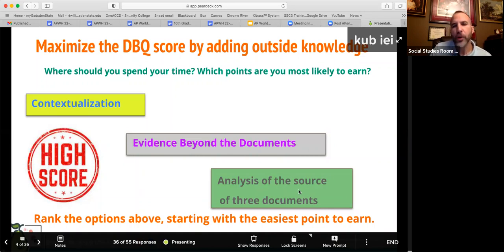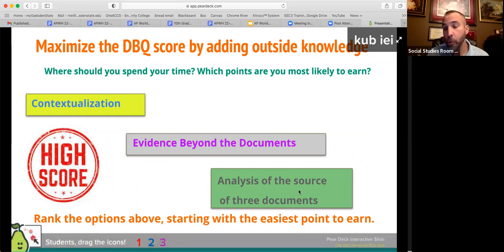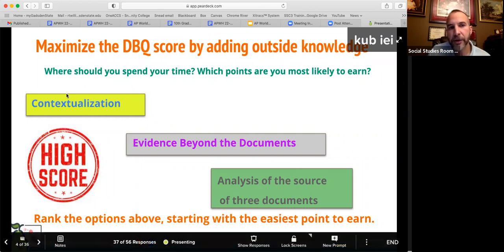And then the third, the one that's the most difficult for students, that we typically don't see awarded quite as often, is the analysis of the actual source, because you have to do that for three of the documents to earn that point. But students typically, when they write their AP essay responses, have a pretty good idea of how to begin with establishing contextualization. So that's your number one there. That's probably the easiest point as we get beyond the direct evidence of the documents and the thesis.